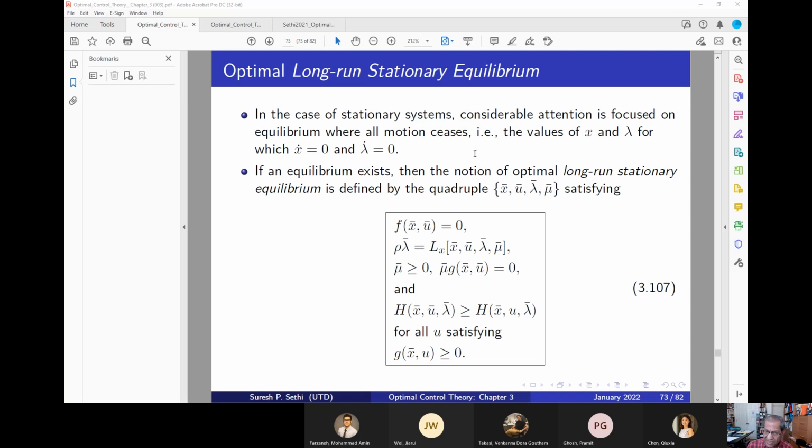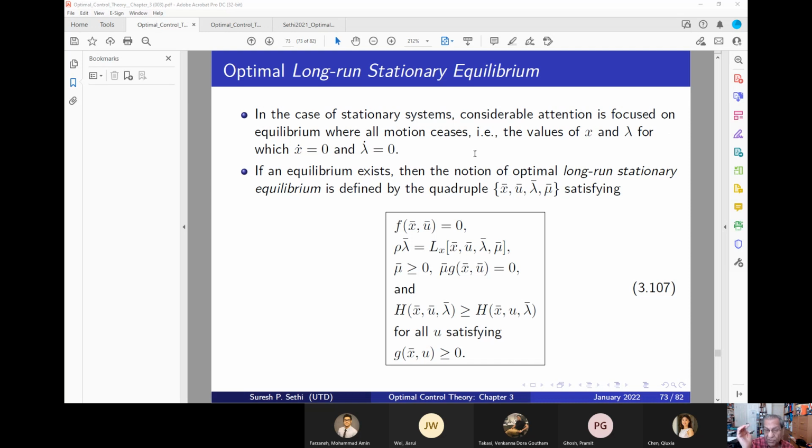Now, it is possible that in an infinite horizon problem, the equilibrium is an asymptote. That means for any initial condition, you may never attain the equilibrium, but you are asymptotically approaching it. That's one way to do it. Another way is that you achieve the equilibrium at a finite time.